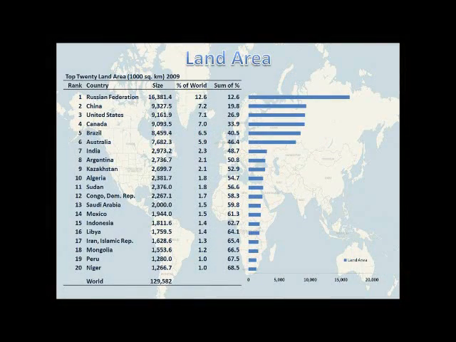Land area is the total area minus the area of lakes and rivers. This table represents 20 of the largest countries. We can see that Russia is the largest country in the world in terms of land area, with 12.6% of the world's total land area, even after the disintegration of the Soviet Union, with over 16 million square kilometres. China then follows as the world's second largest country at 7.2%.